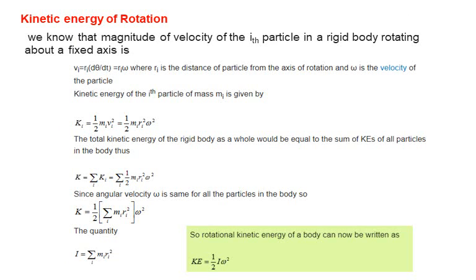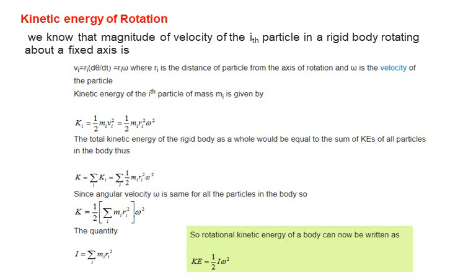Relation between kinetic energy of rotation and moment of inertia. You know the magnitude of linear velocity of the ith particle rotating about a fixed axis in terms of angular velocity is given by v equals r omega, and kinetic energy is half m v square. Put the value of v in this equation, and for the total kinetic energy you have to take the summation over the ith particle varying from 1 to n.